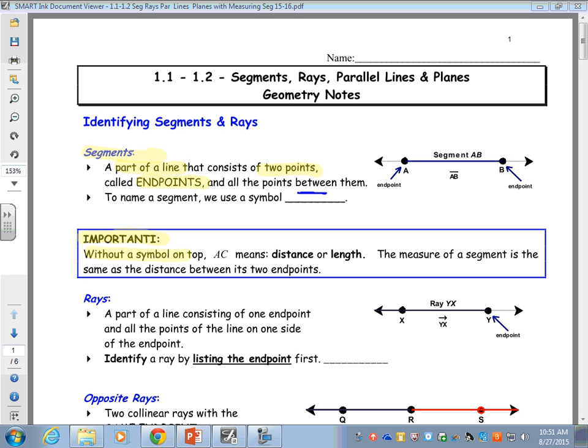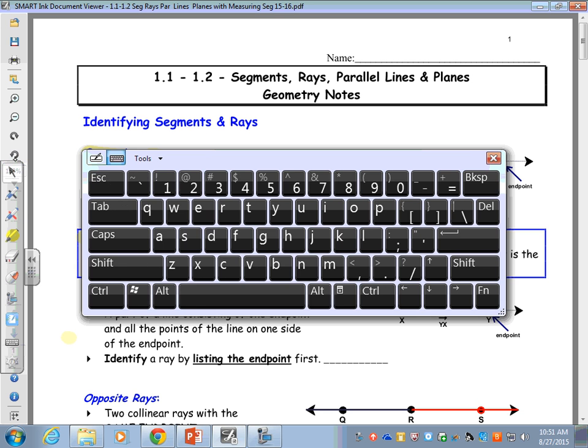Now, what you need to understand, because here's where a misconception is, this is important. If it's without a symbol on top, that means distance or length. So if you're missing a symbol, it's telling you a whole different piece of information. Without a symbol, it's telling you to calculate or give the distance or length of that segment. All right, so let me close this.